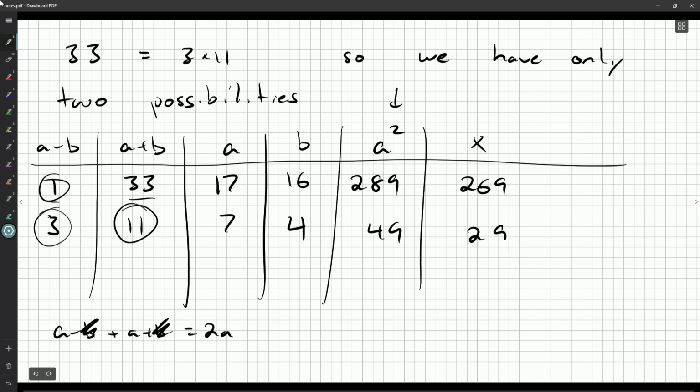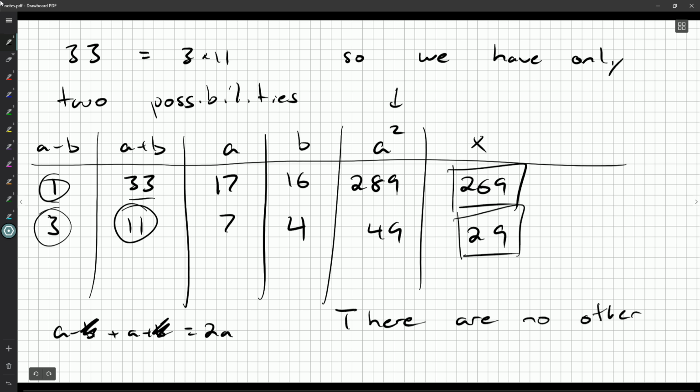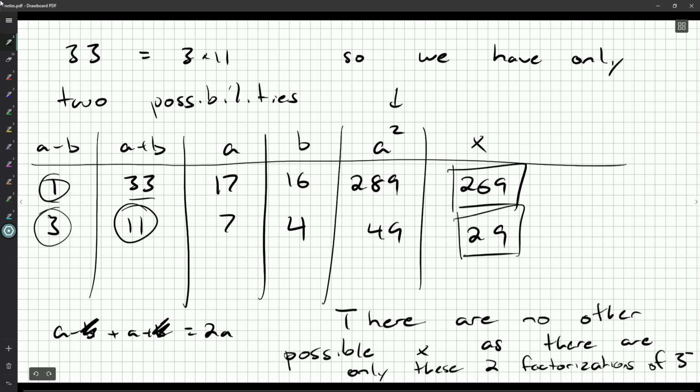So I know these are the only possible values of x, so these two are correct. But they also said to explain why there are no others. There are no other possible x, as there are only these two factorizations of 33. But that's it. So 269 and 29 are the only answers.